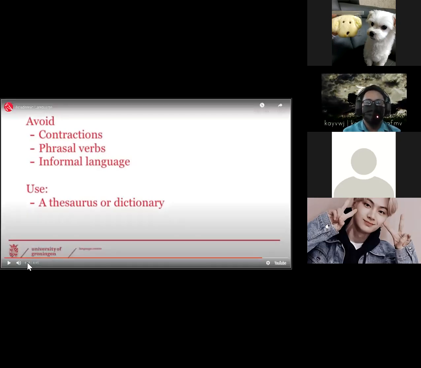Okay, so when it comes to academic language again, always avoid contractions, avoid phrasal verbs. Okay, so we do have terminologies and other terms or words for those words, to make it more formal and shorter. And also, we do not use informal language. Okay, so that is the characteristic or the function of academic language. We should refrain from these 3: contractions, phrasal verbs, and informal language.